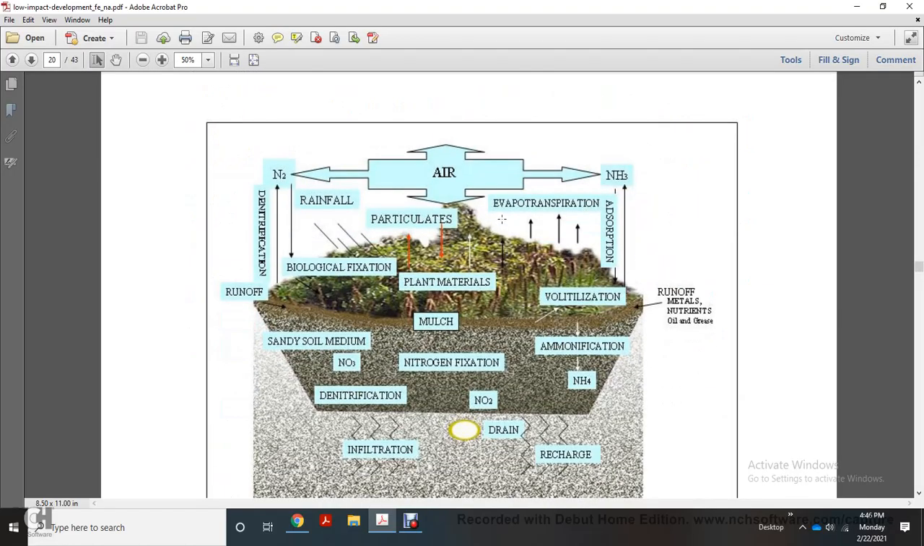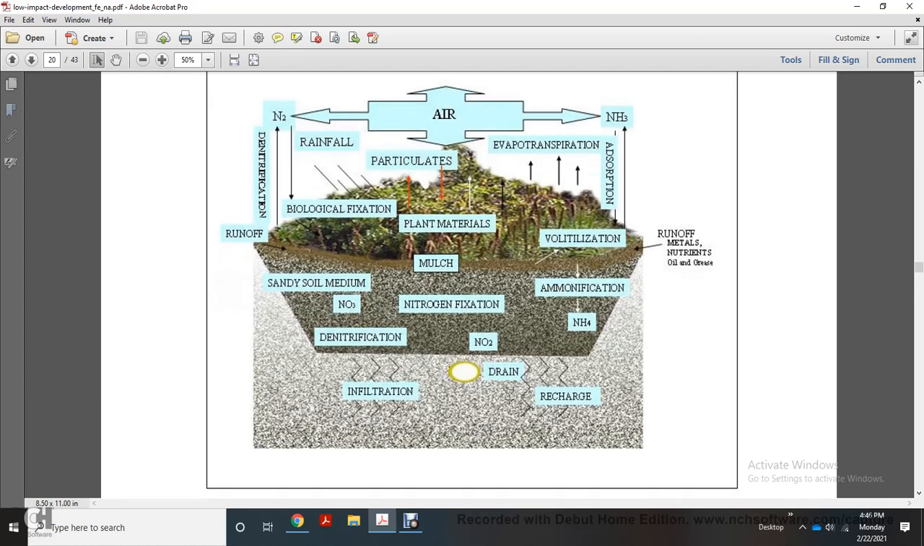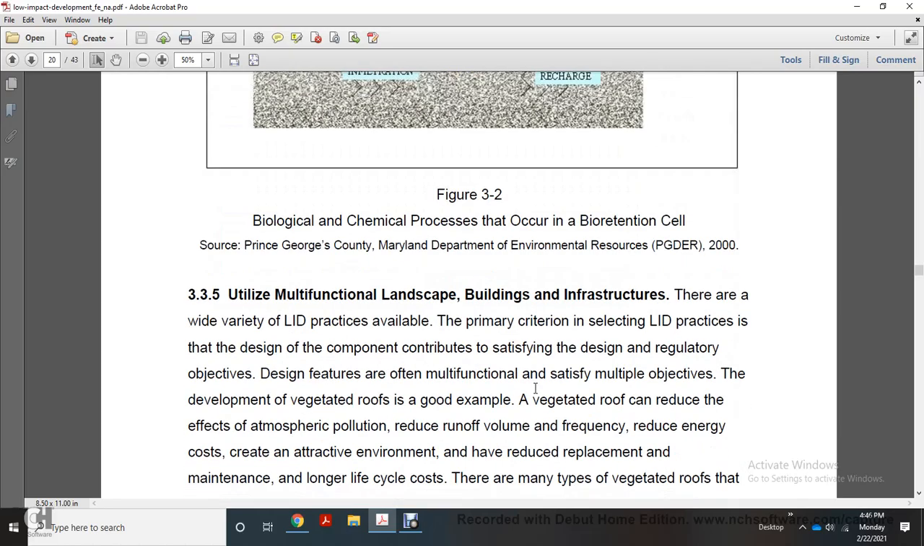Alright, and then it shows air, particulates, rainfall, biological exploration, filtration, absorption, evapotranspiration, NH3, nitrogen, hydrogen, sandy soil medium, and NO2, NO3, denitrification, nitrogen fixation, NO2, ammonification, drain, infiltration, recharge.